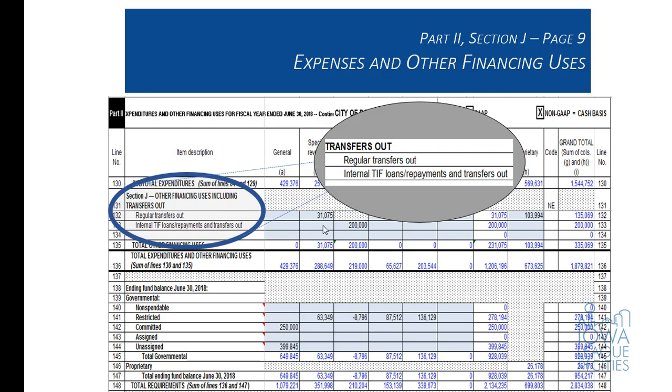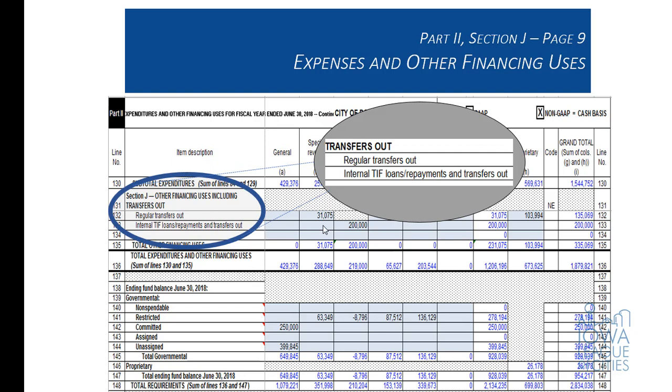You have two breakdowns here, the regular transfers out, and then you have the internal TIF loan and repayments, which is in the transfers out area. Okay, again, we are looking at regular transfers being from one fund to another, so the total transfers out will equal the total transfers in. But you can see a little bit more detail here when it comes to the internal loan from TIF. You can see that $200,000 is coming out of here, and if you look at your page 5, you'll see where the $200,000 went in.